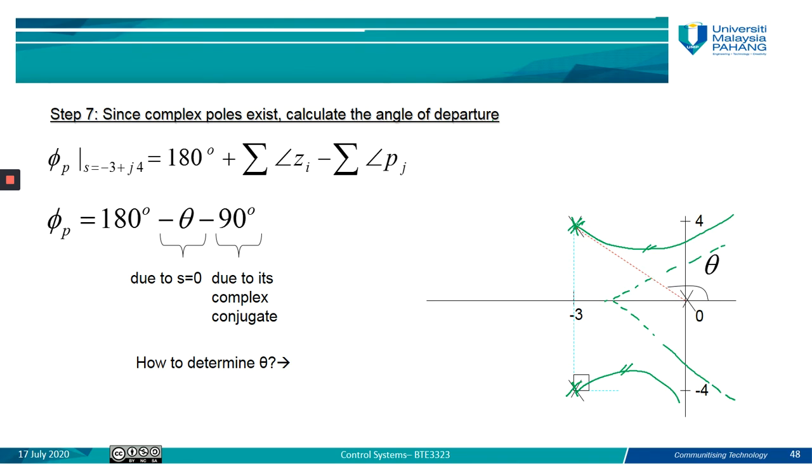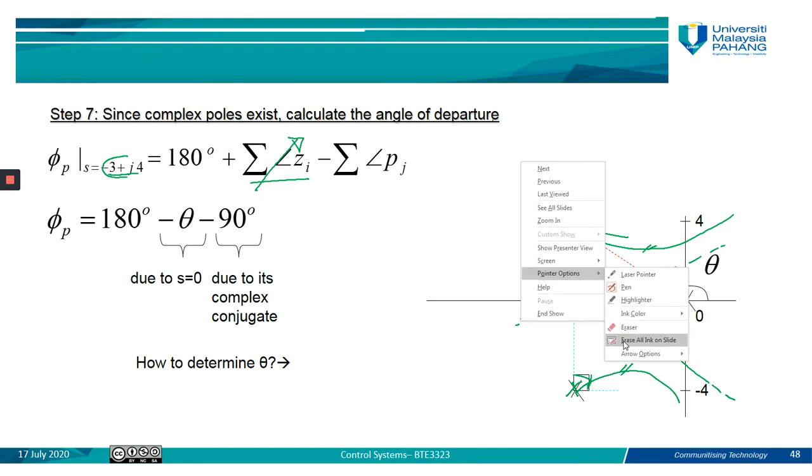So how to find this angle? In order to find the angle, we need to draw a line from the existing poles to this pole. Then we apply the formula, where the pole is at s equal to negative 3 j4. This is the point of the pole. So we draw a line here. The angle of departure will equal 180 plus the summation of angles of zeros minus the summation of angles of poles. We do not have any zeros, so this part is not there. For the angles of the poles, since we have 3 poles and this is already 1, we have only 2 other poles. So one pole has an angle of 90.